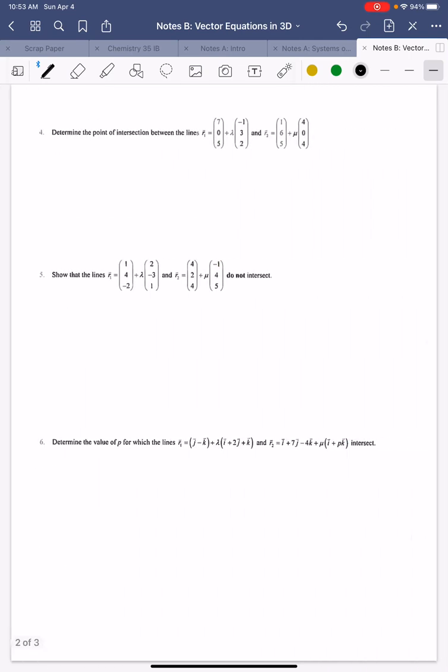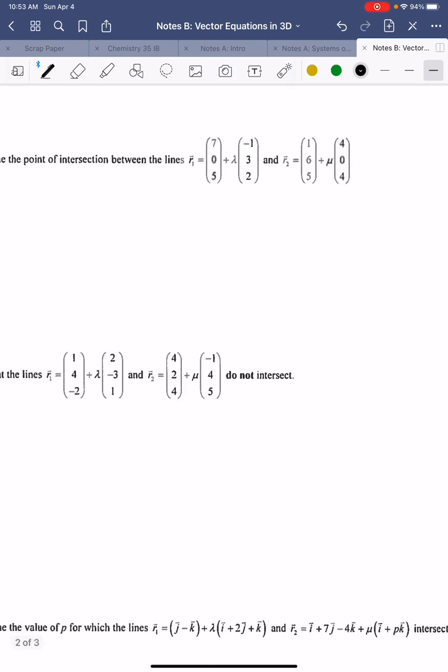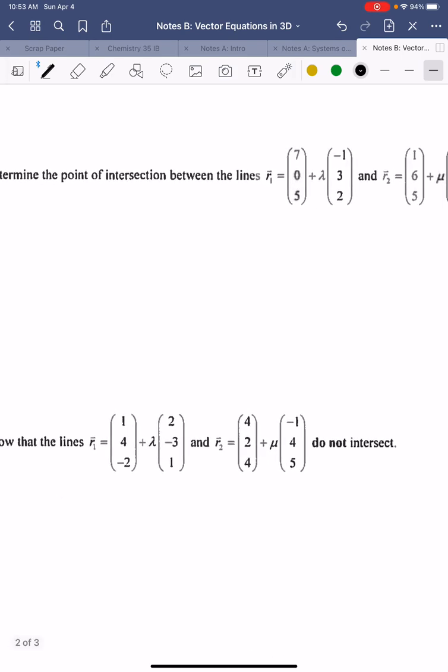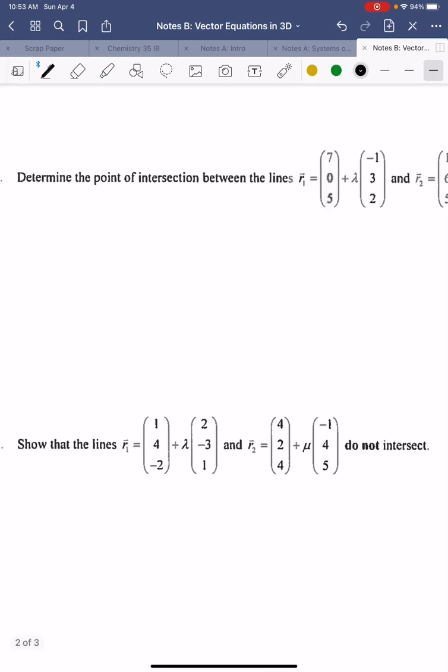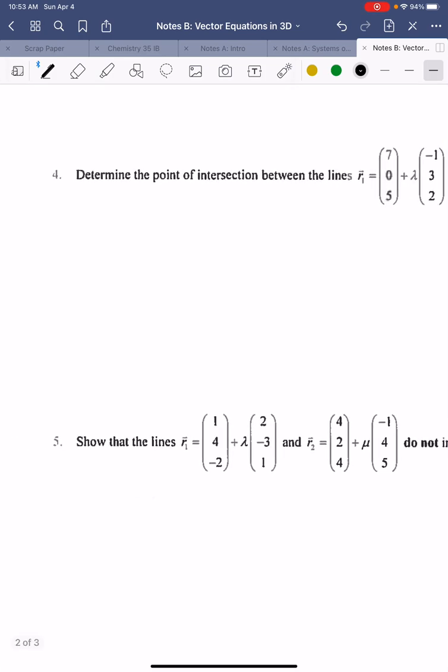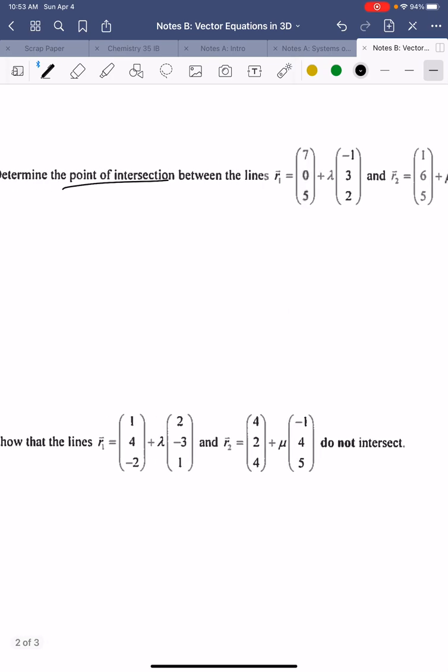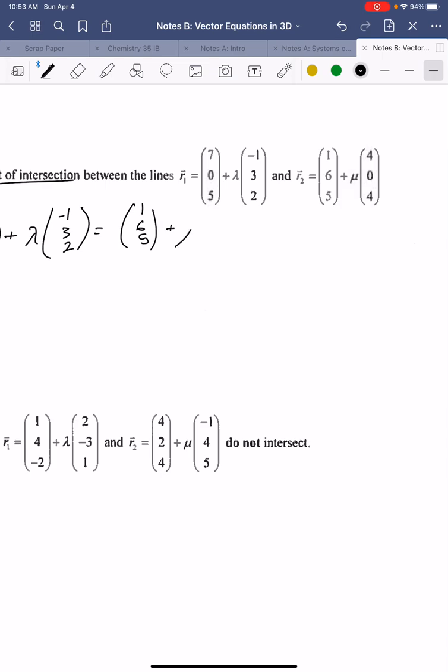Okay, moving on. Determine a point of intersection between the lines R1 and R2. So in order to do this, we have to equate the two to each other. So we want to determine the point of intersection. We have to equate the two. So (7, 0, 5) plus lambda (-1, 3, 2) equals (1, 6, 5) plus mu (4, 0, 4).